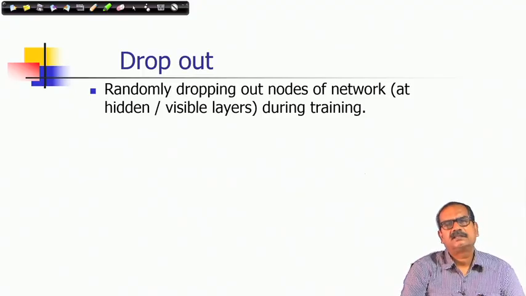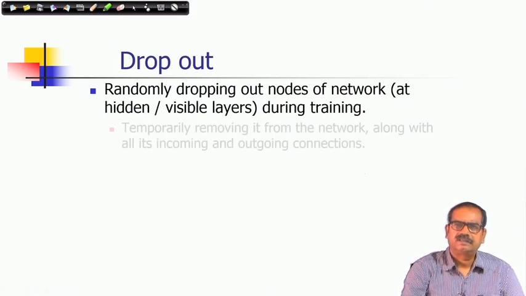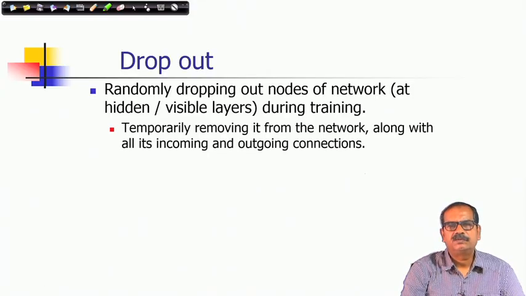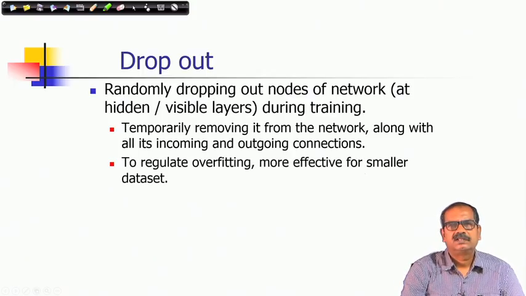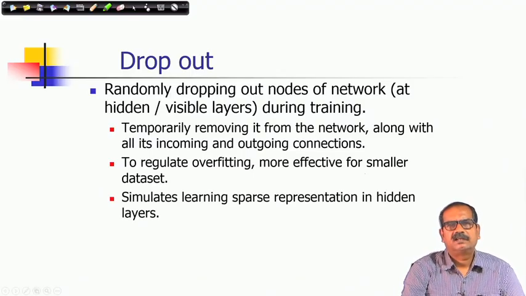There is another operation which is also quite common and which improves the generalization of the model, and that is called dropout. What it does is randomly drop out nodes of the network at hidden or visible layers during training. Dropout means it temporarily removes that node from the network along with all its incoming and outgoing connections. It regulates overfitting, which is more effective for smaller data sets, and it simulates learning sparse representation in hidden layers.